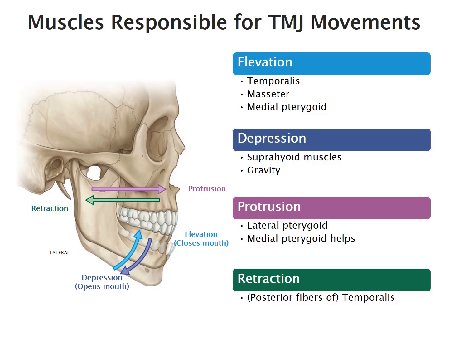Recall these suprahyoid muscles were presented previously in the neck lecture. Protrusion of the mandible is accomplished mostly by the lateral and medial pterygoids. And lastly, retraction of the mandible is mostly accomplished by the posterior fibers of the temporalis muscle.